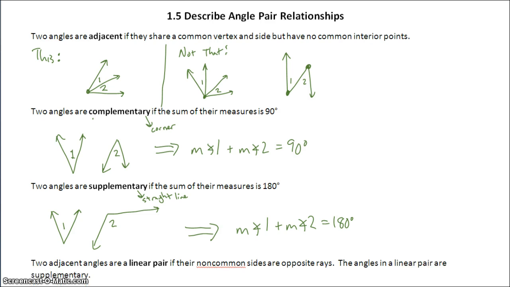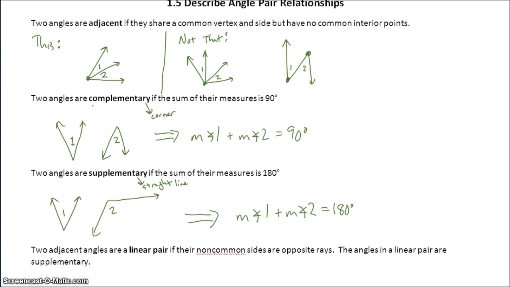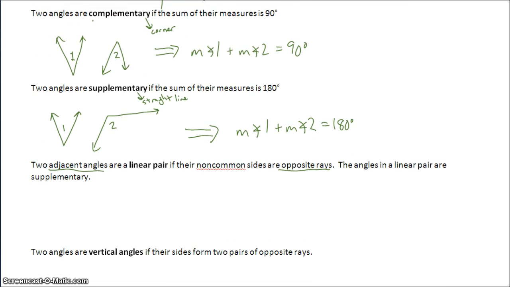Now we're going to combine a couple of our definitions to create a new definition. Linear pair. We have adjacent angles that their non-common sides form opposite rays. So we need to take this picture and the non-common sides, these two sides, we need to form a pair of opposite rays. So our picture for a linear pair looks like this.